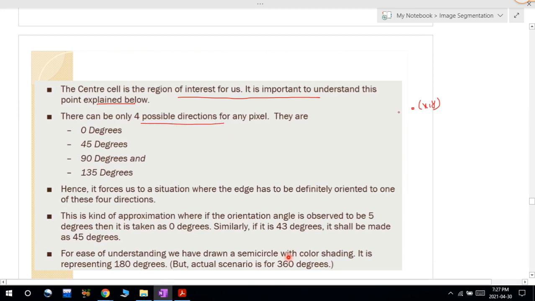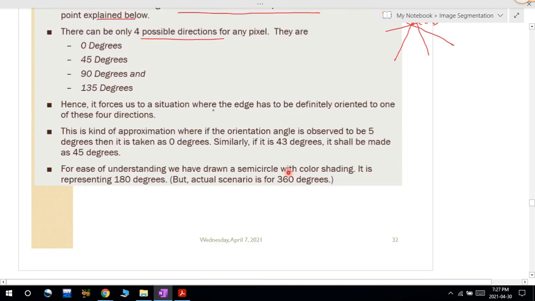So what are the four directions? It may be 0 degrees direction, or 45 degrees direction, or 90 degrees direction, or 135 degrees direction. So these are the four things. It forces a situation where the edge has to be defined as oriented in only those four directions.